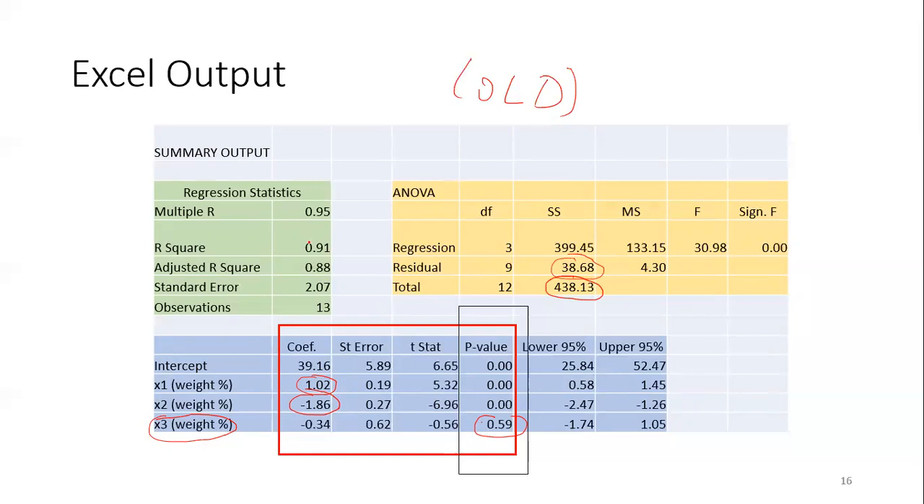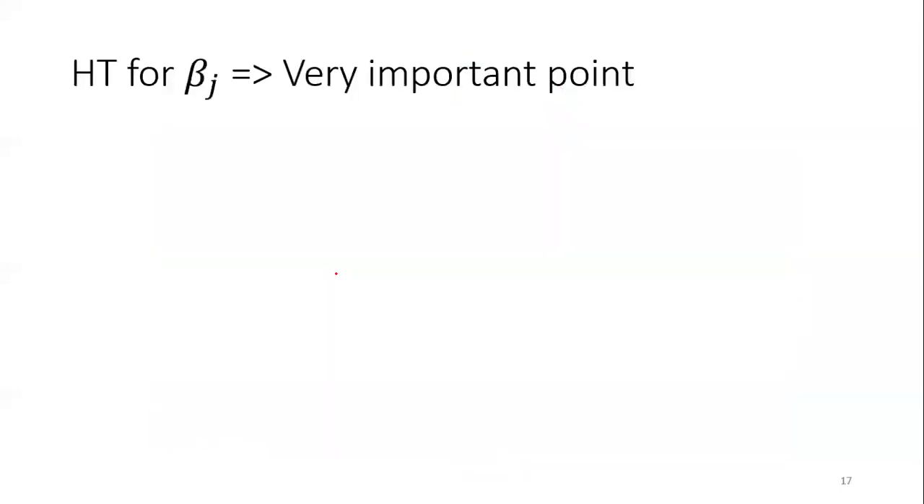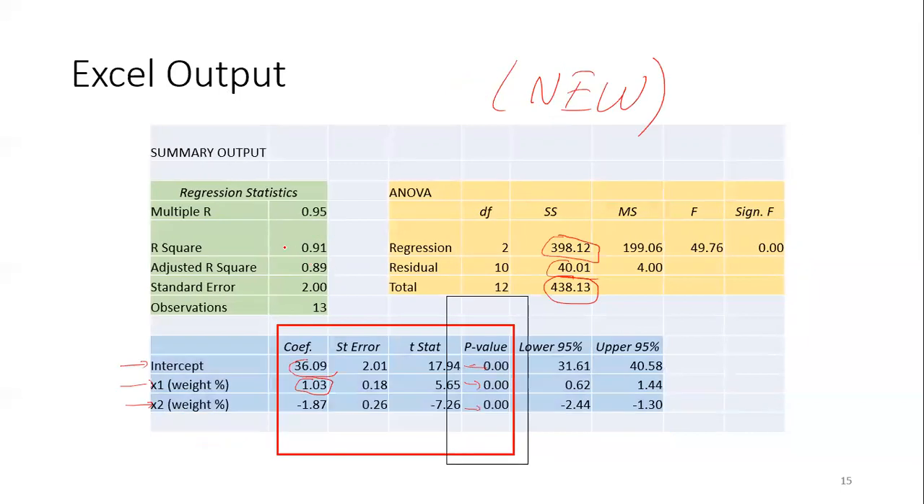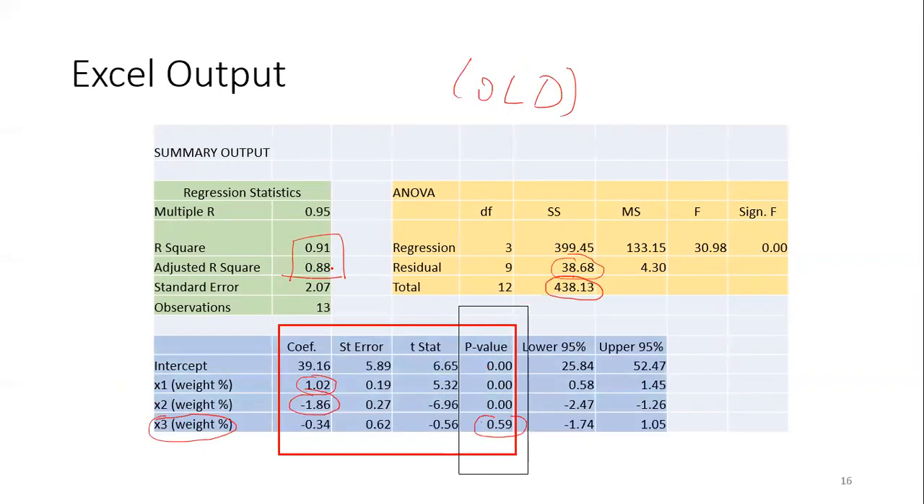Let's look at the R square and adjusted R square. This is the old model: 0.91 R square and 0.88 adjusted R square. And this is the new model. As you see, the R square is almost the same, but we know that the old model's R square is always larger. But it turns out that the adjusted R square increases. In the old model it was 0.88, which is smaller than 0.89, the new model.